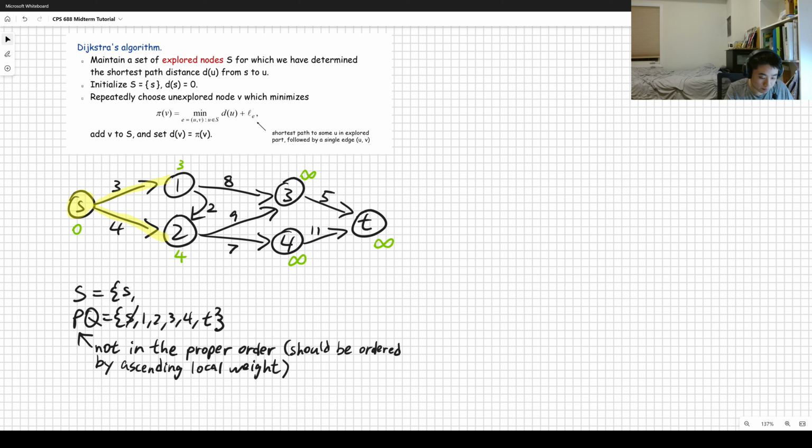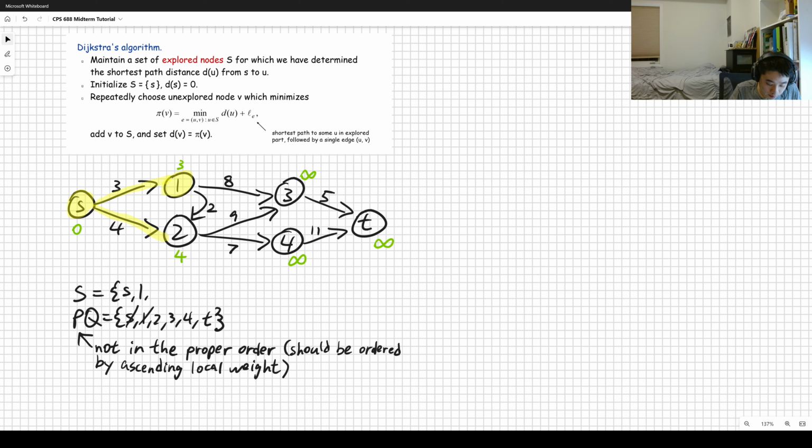Now, we already have dealt with S, so the next node we're gonna take care of is the one which has currently the smallest total, which is 1, with 3 being the smallest total. So let's take out 1. Visit 1, and we're going to look at each connection 1 has. So 1 is connected to 3 and 2. Let's look at 2 first.